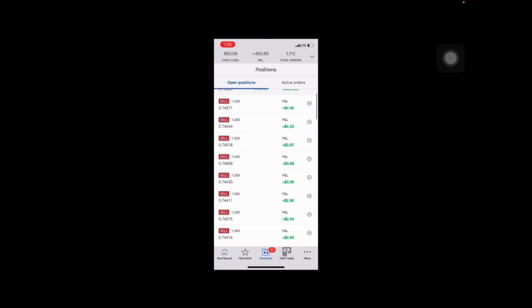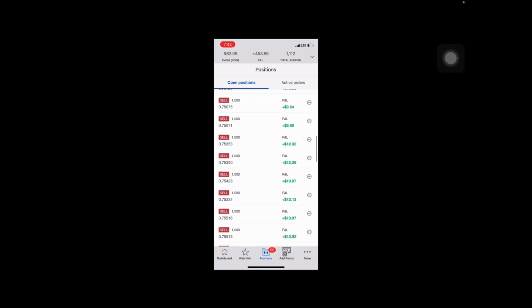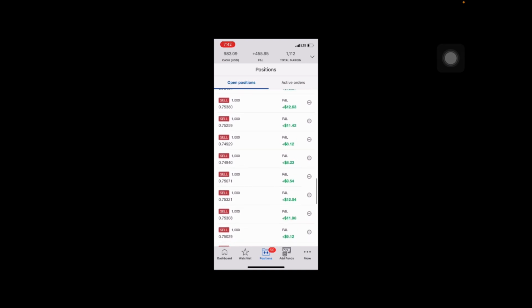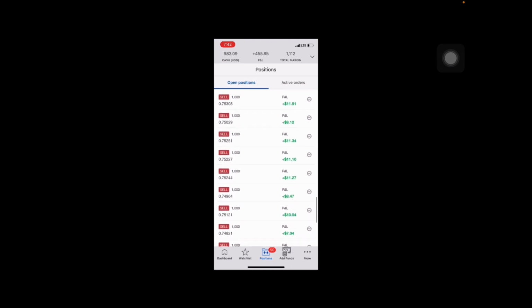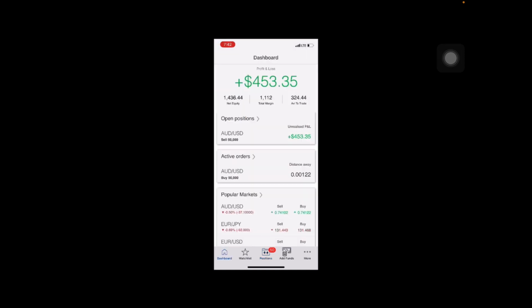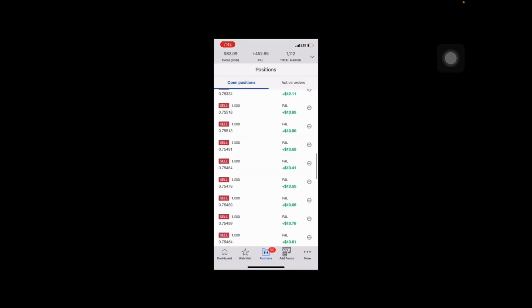So I'm gonna close this position out for you. So you can see all my positions are in the green. They are positive. This is a live account. This is real life money. This is not any demo account. This is a live account, and this is live money that I'm going to be taking out right in front of your eyes, so you can clearly see.